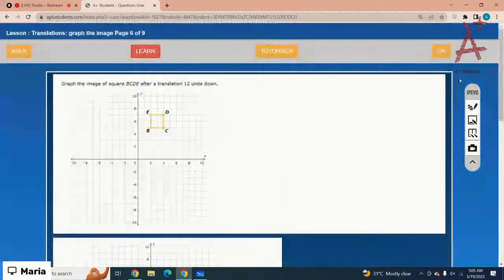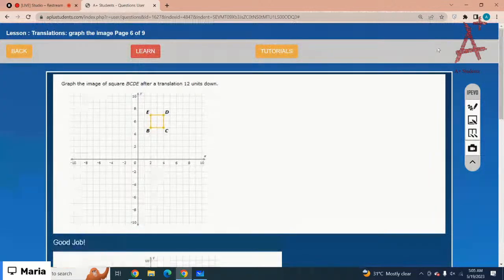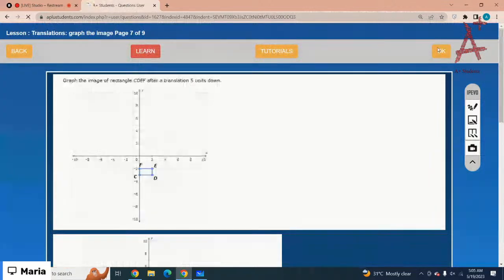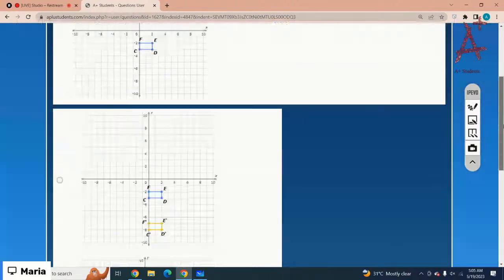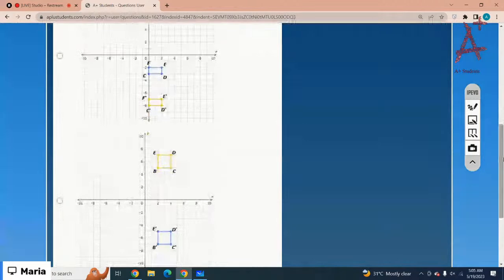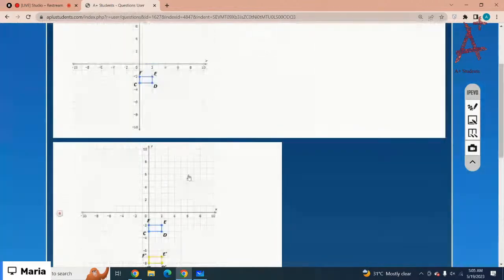Got it? Either you can count the columns. Okay, graph the image of rectangle CDEF after a translation of 5 units down. So which is the correct option? It would be option number 1. Here is the 5 units down.